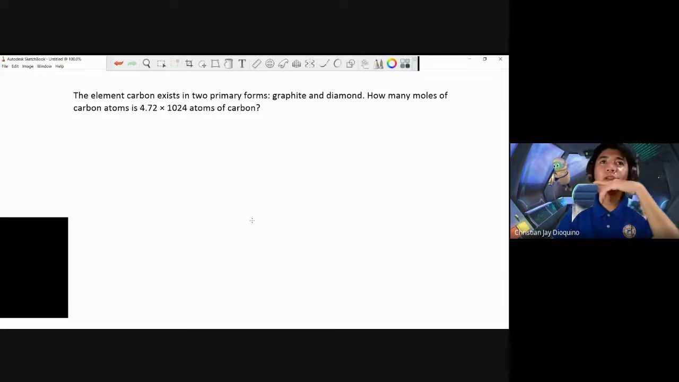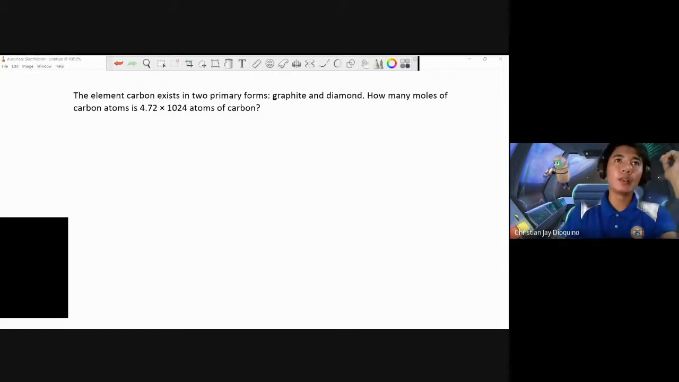An element carbon exists in two primary forms, graphite and diamond. Okay, how many moles of carbon atoms is 4.72 times 10 raised to 24 atoms of carbon? So, as you can see, given here is the number of atoms. Kumbaga, representative na. Binanggit na dyan yung representative particle niya, which is atoms, kasi carbon yung given natin. Okay, ang hinahanap natin dito is how many moles.